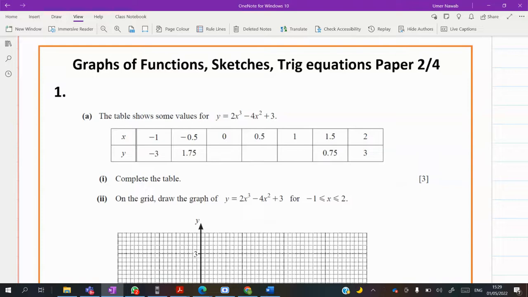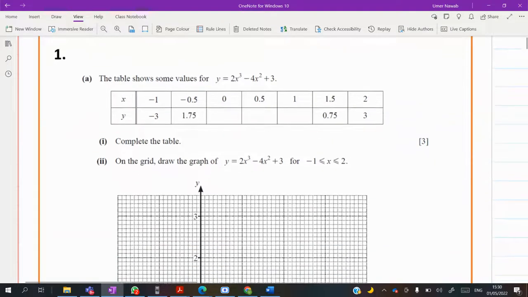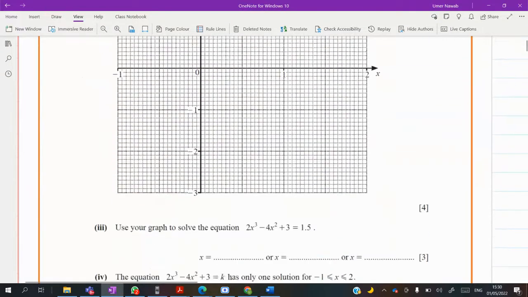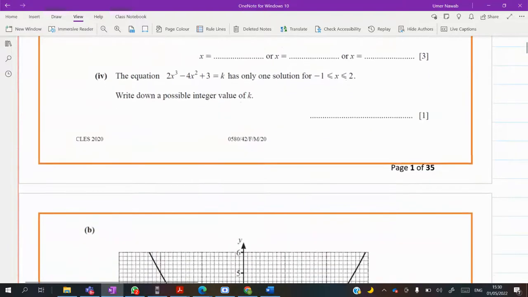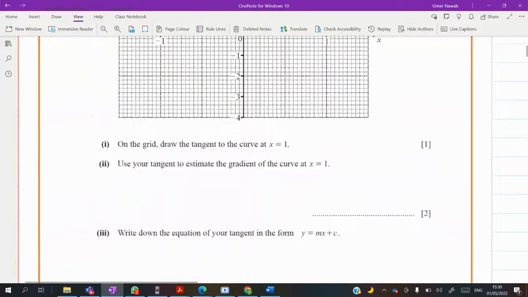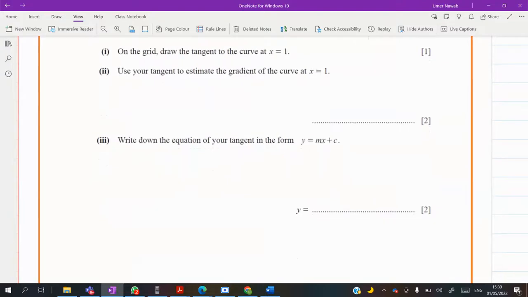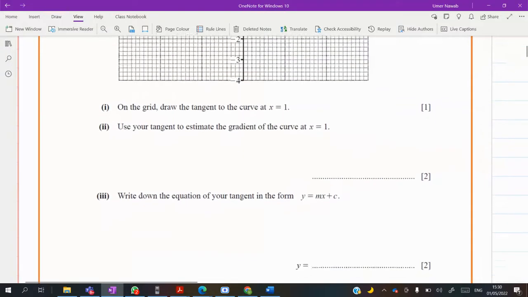Sometimes students feel that graphs of functions is a very easy topic and they can complete the table, plot those points on the graph and then join them. They can easily solve this question. The problem is not in tabulating the points or plotting the points on the grid. The issue is with the questions which the examiner normally gives related to the graphs. You have to answer them.